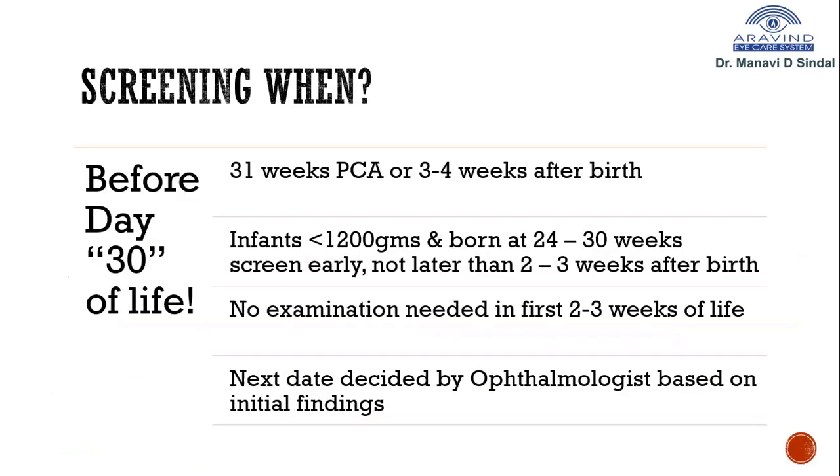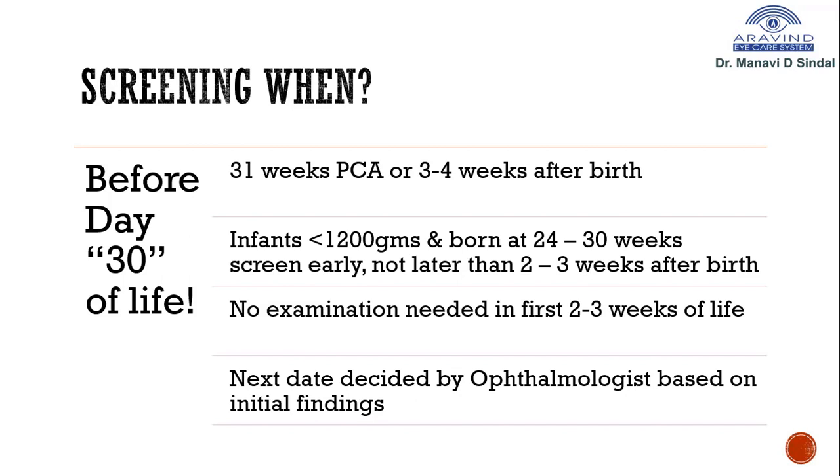When do you screen them? At 31 weeks of post-conceptional age or post-menstrual age, that is 3 to 4 weeks after birth. The extreme premature, extreme low birth weight babies need to be screened earlier because AROP develops earlier. AROP, what was called AP, aggressive posterior ROP, is now called aggressive ROP. It happens in extremely preterm low birth weight babies, and it is known to be due to a problem in the vasculogenesis phase, because that is what is arrested. That's why it happens earlier.